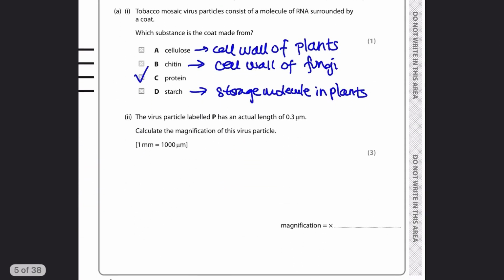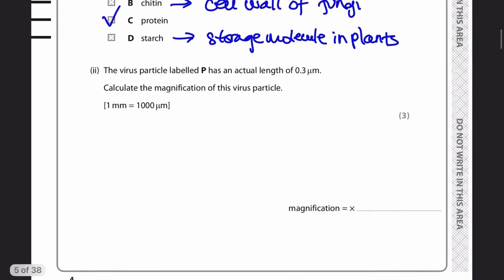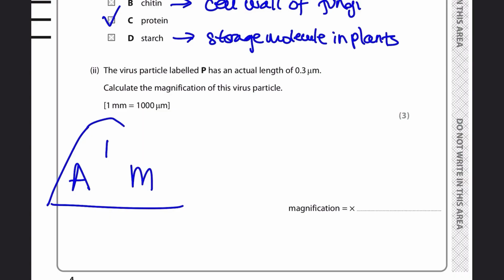Next question, it says the virus particle labeled P has an actual length of 0.3 micrometers. Calculate the magnification. So you must be able to do magnification questions because it's usually 3 marks on the test and you want to get all those 3 marks. So remember this formula. Magnification formula is AIM. Memorize that first. AIM, like this.